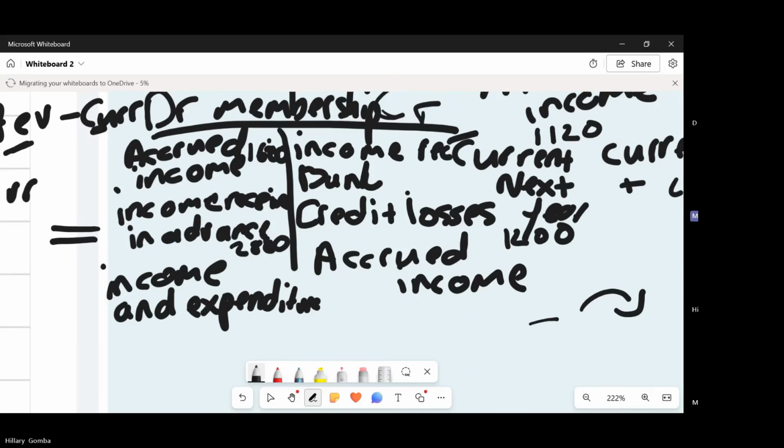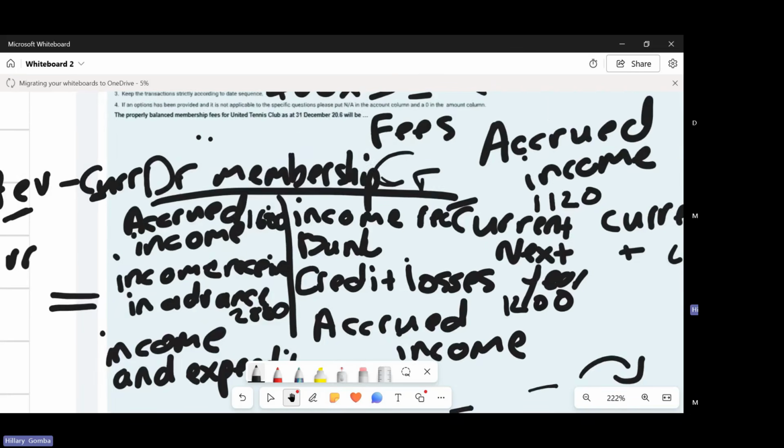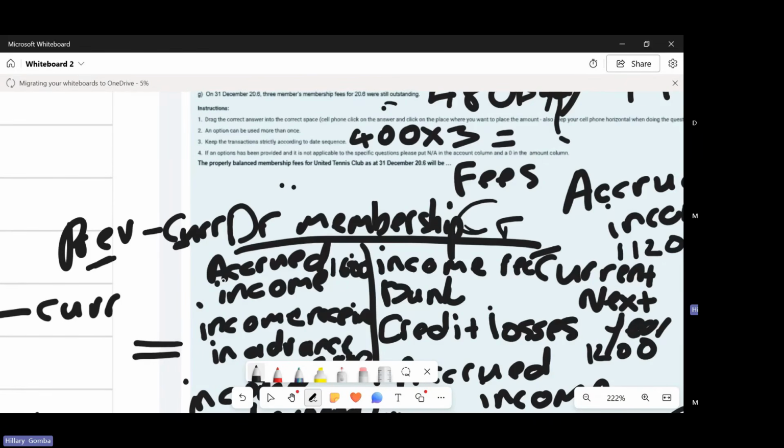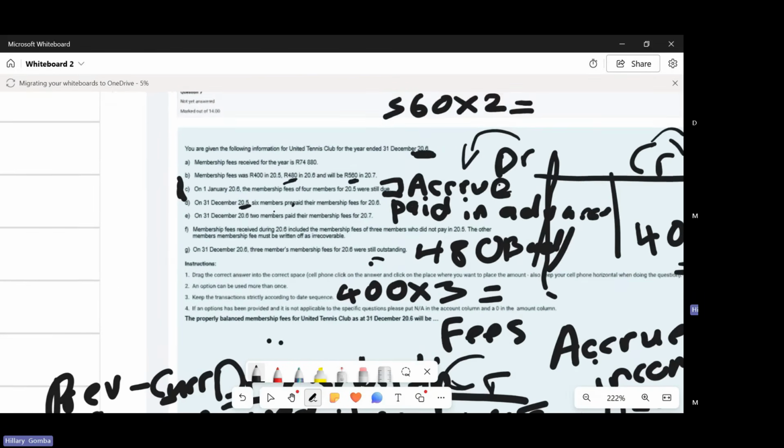Why is it going to current? It will be on the credit side. The reason it's going on the credit side is that remember on the debit side, we have already accounted for the accrued income, which was on C. So the remaining accrued income is now going from this year to the next year, not last year to this year. Okay.